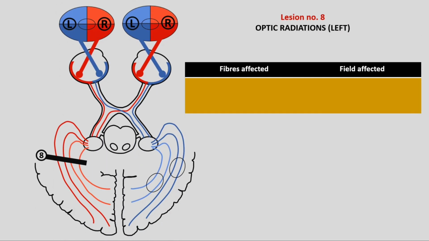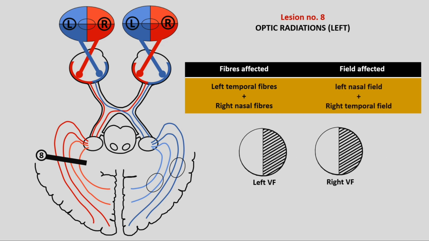Lesion number 8 is at the optic radiations, including both superior and inferior fibers on the left side. So the fibers affected are left temporal fibers and right nasal fibers, and the affected field will be left nasal visual field with right temporal visual field, which is known as right homonymous hemianopia.